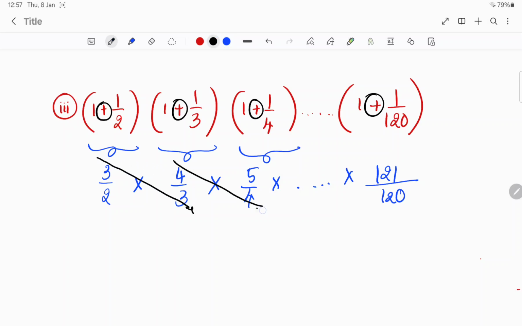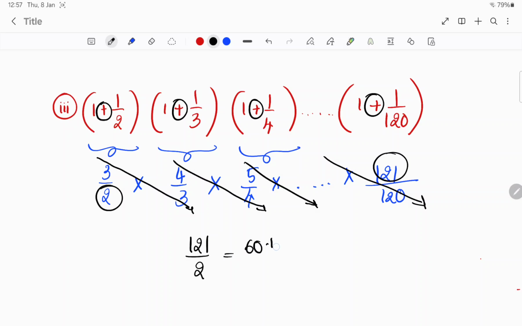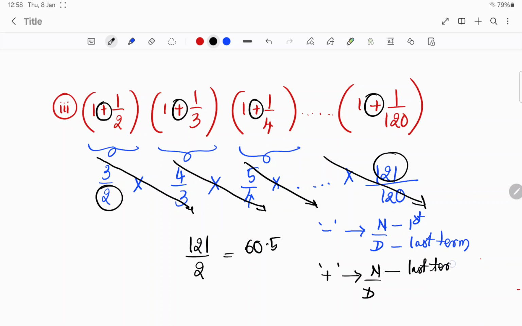So here see, look at the cancellation. It is in this way, cancellation. So the remaining terms are 121 from the last term, it is in the numerator, 2 is from the denominator of the first term. So the answer will be 121 by 2, that is equal to 60.5. So here you can observe one more thing. Whenever there is a negative sign in the bracket, the answer will be numerator by denominator. This is from the first term, this is from the last term. Whenever there is a positive sign in the bracket, the answer is numerator by denominator: numerator will be from the last term, denominator will be from the first term.